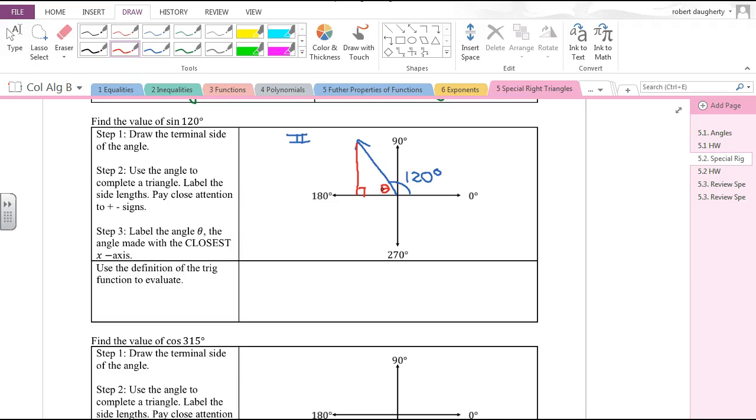This angle theta, you'll see it referred to as either a reference angle or a central angle, either way. Basically, it's the angle that, after you draw the 120, gets you to the closest x-axis. Okay, so it's the angle with the closest x-axis.